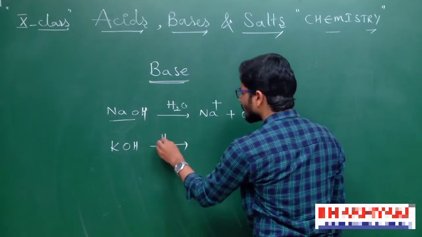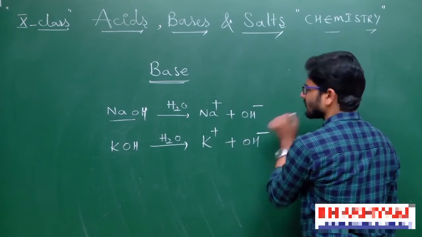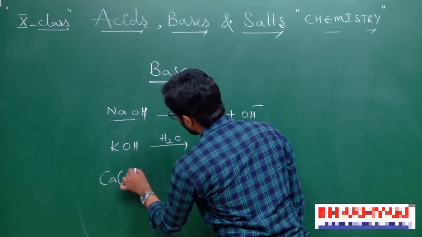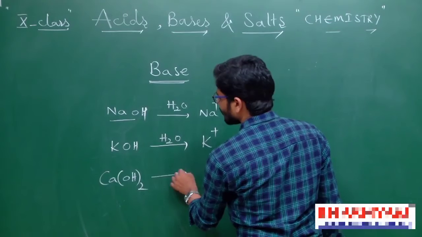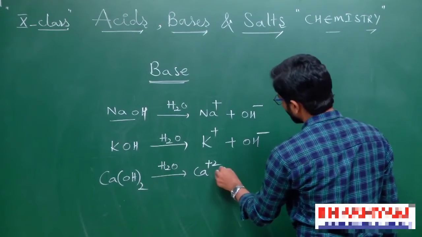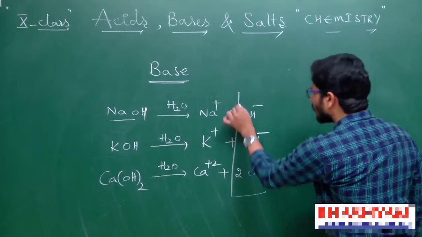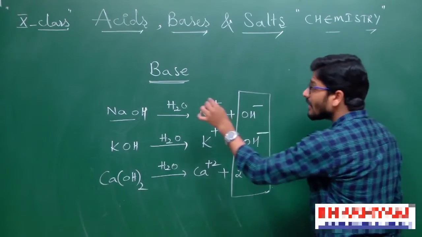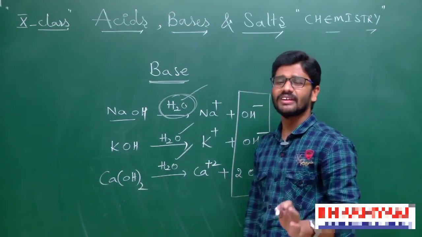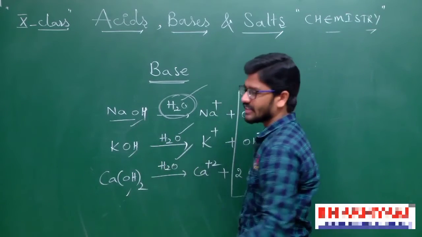When KOH is dissolved in water, it produces K plus and OH minus ions. Again, I consider another example, calcium hydroxide, Ca(OH)2. It is lime. When lime is dissolved in water, it produces Ca2 plus and 2 OH minus ions. In all cases, the substance produces OH minus ions in the aqueous medium. Here, the medium is very important according to Arrhenius. So that's why these substances can be regarded as a base.